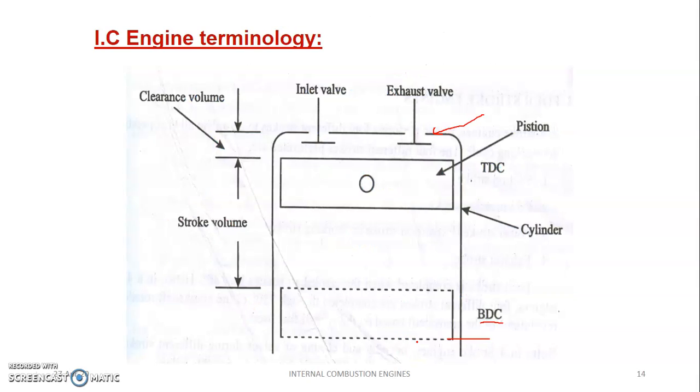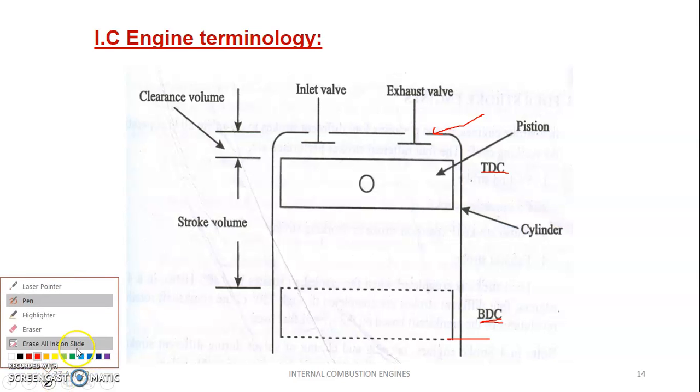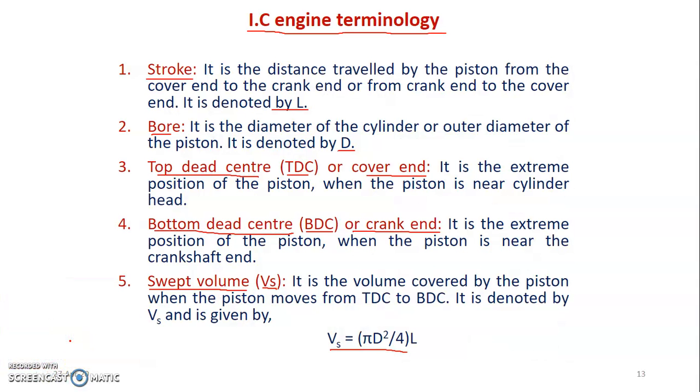We can observe here that the stroke volume and swept volume are both the same. This is the volume covered by the piston when it moves from top dead center to bottom dead center. That volume is called the swept volume or the stroke volume. We can calculate the volume by using the formula pi d square divided by 4 into L. This is another terminology, and it is very important in IC engines.